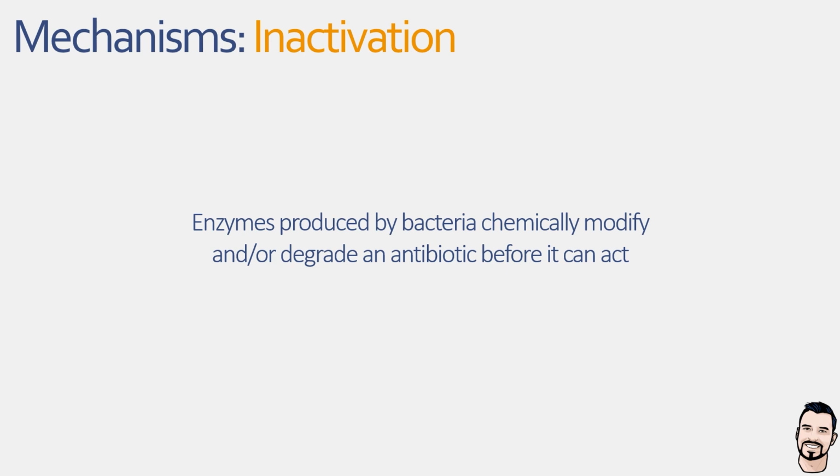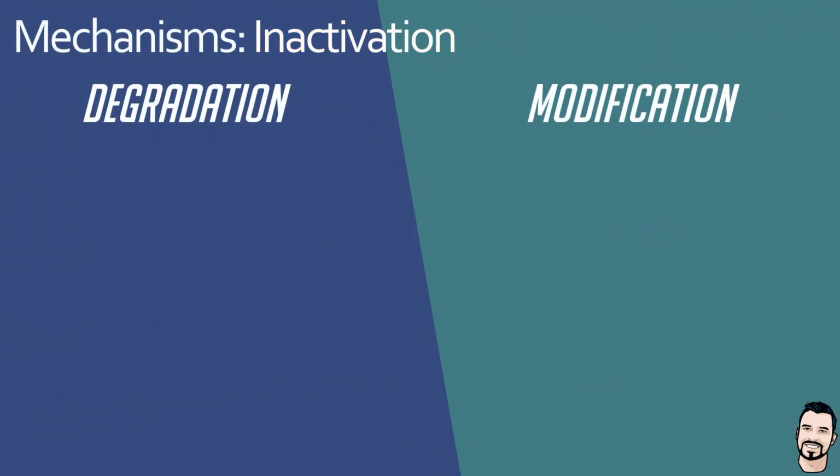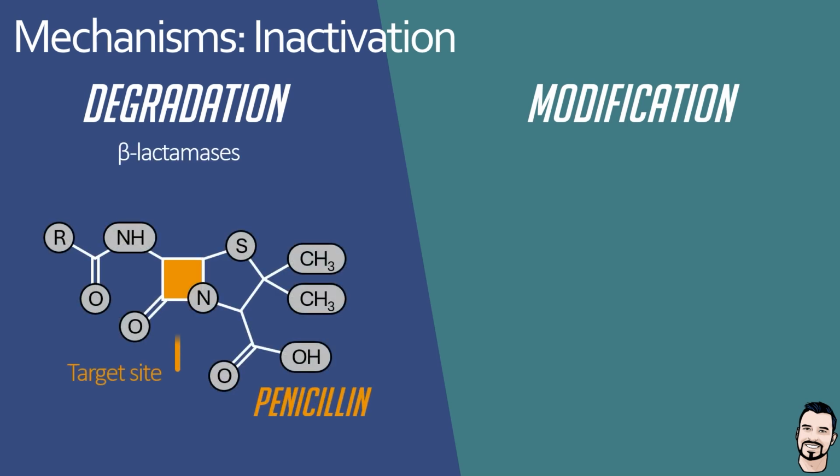Now, this is actually one of the most widespread and clinically important forms of antibiotic resistance, especially against older classes of antibiotics. And so when we talk about inactivation, this can be via 2 different mechanisms: degradation or modification of the antibiotic. Now, a good example of antibiotic degradation is through the production of beta-lactamase enzymes. These target the beta-lactam ring of certain antibiotics like penicillin, which we can see here. Now, the beta-lactam ring is essential for its antimicrobial activity.